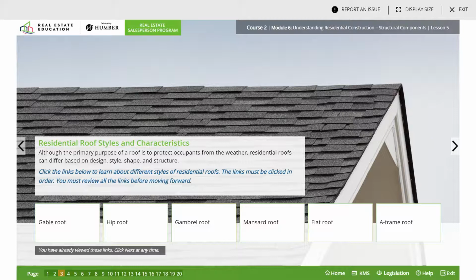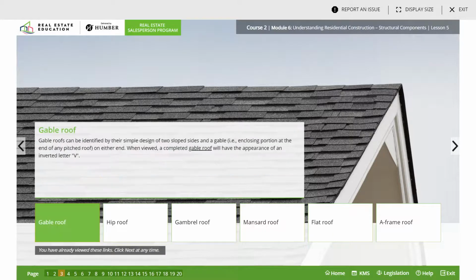So in residential roof styles and characteristics, the primary purpose of a roof is to protect the occupants from the weather. Residential roofs can differ based on design, shape, style, and structure. There's a gable roof, which can be identified by a simple design of two sloped sides and a gable, the enclosing portion at the end of any pitched roof. When viewed, a completed gable roof will have the appearance of an inverted V.